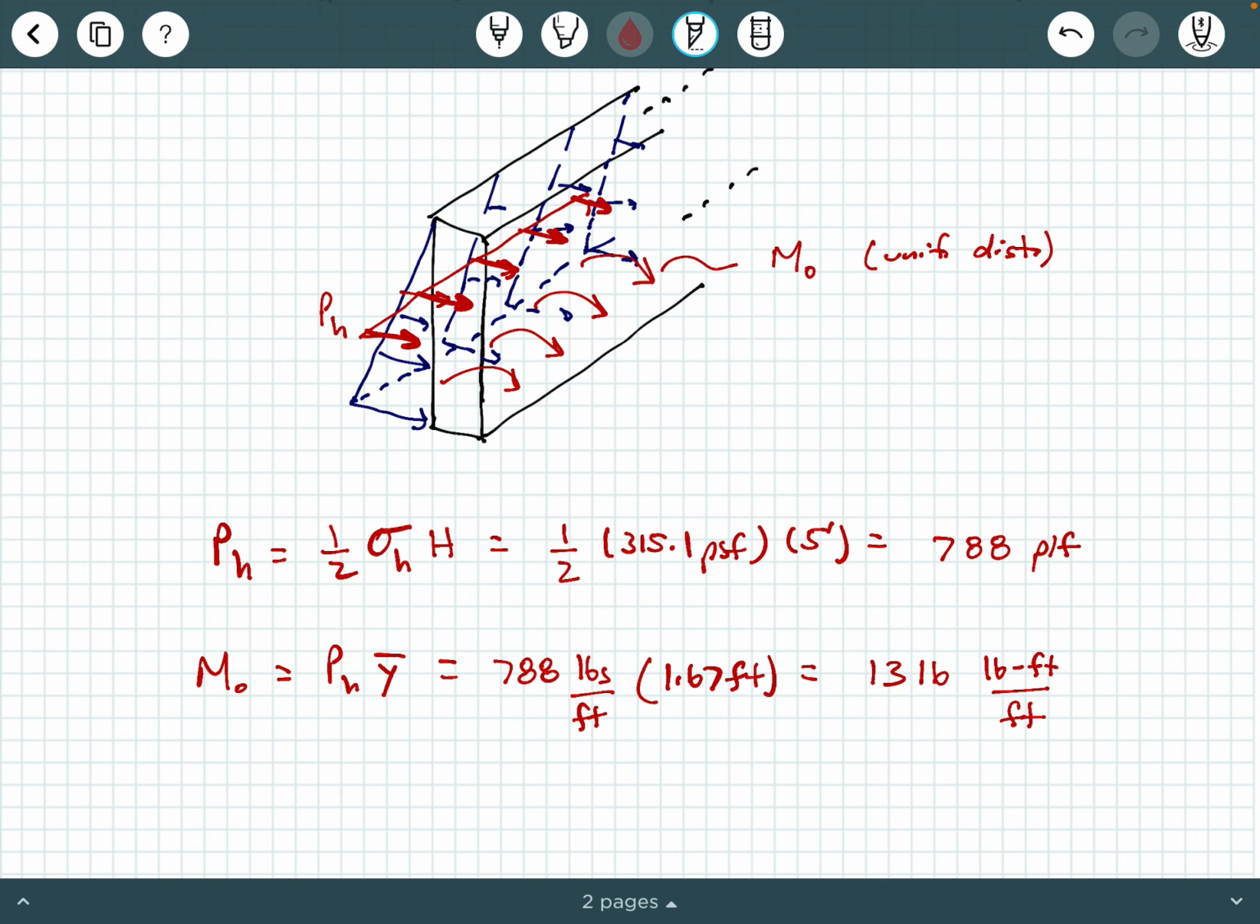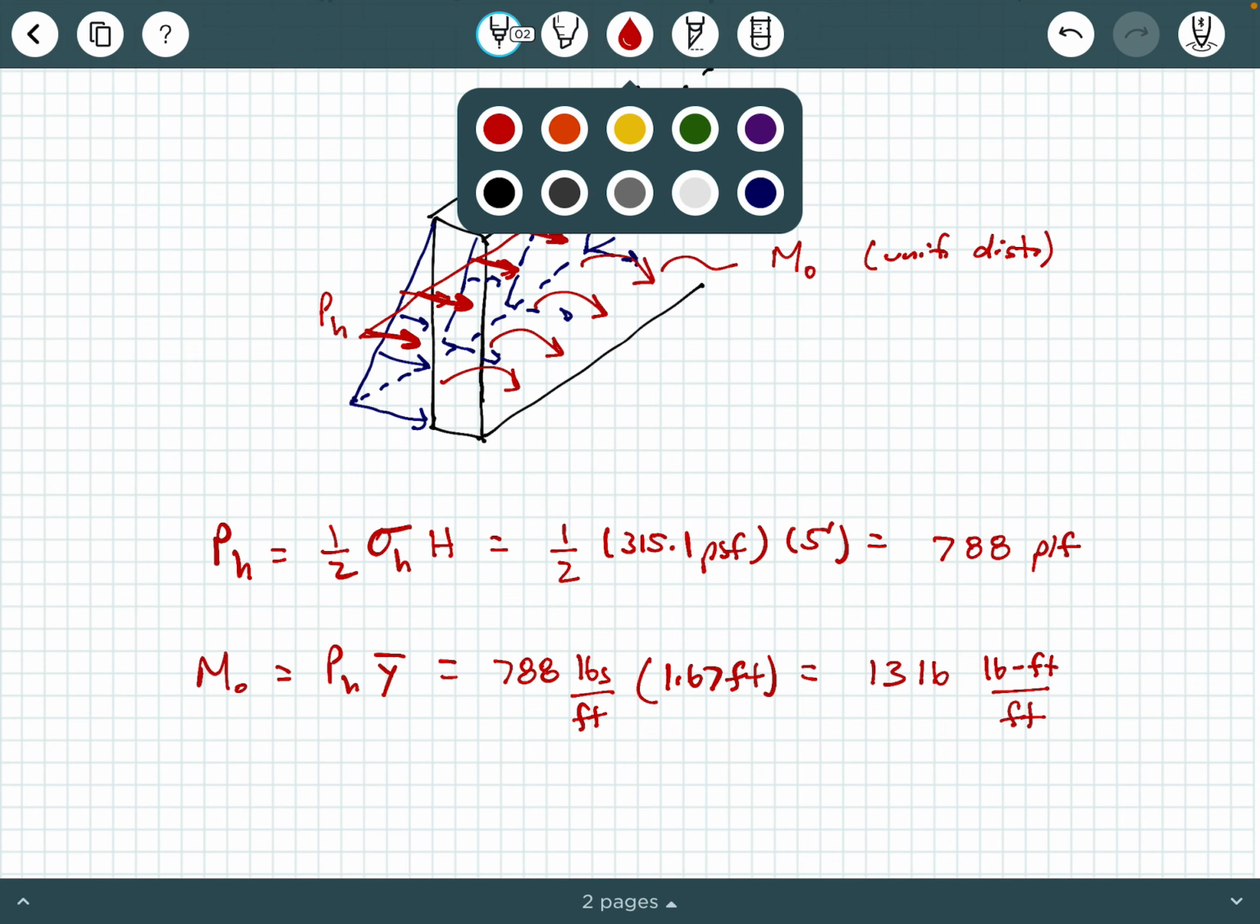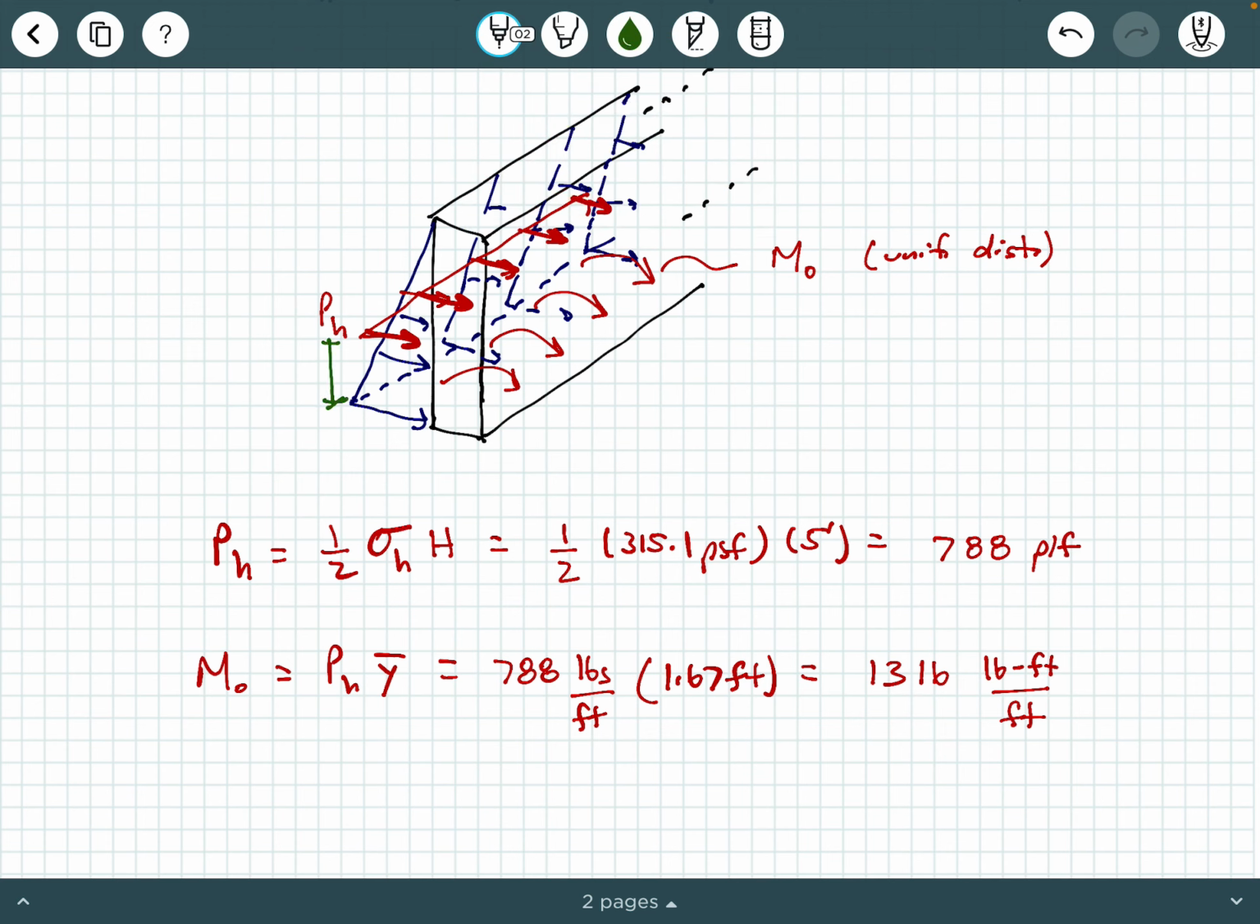So if you take that P sub H, which has units of pounds per foot, and you multiply it by its centroidal distance, this Y bar right here, then you'll end up with exactly what you're actually looking for. You're looking for a moment per linear foot. And that's what we've kind of sketched out here, a moment per linear foot. So that means that every foot of the wall coming out of the screen at you is feeling 1,316 pound-feet of overturning moment. So that's our overturning moment.